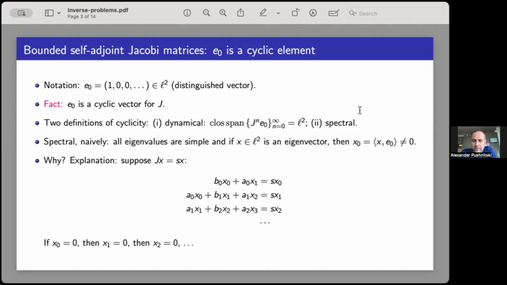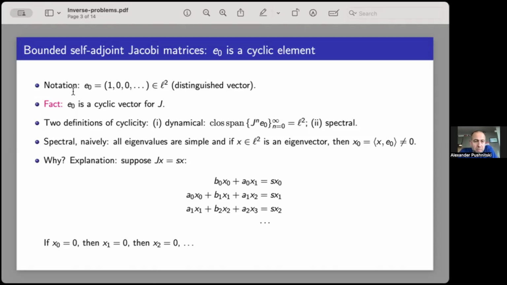But there is also a spectral definition. The spectral definition naively means the following. Imagine there is no continuous spectrum; all the spectrum of this matrix J consists of eigenvalues. Then the spectral definition of cyclicity says all eigenvalues must be simple, and if you have an eigenvector, then this eigenvector cannot be orthogonal to this distinguished vector E naught. So all of these inner products are non-zero for all eigenvectors. And remembering who E naught is, this is just the zeroth coordinate of any eigenvector.